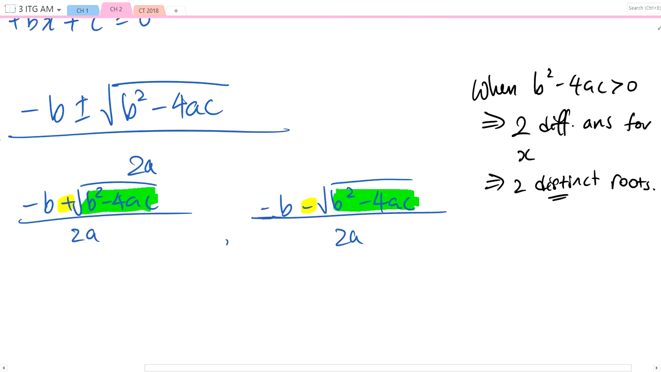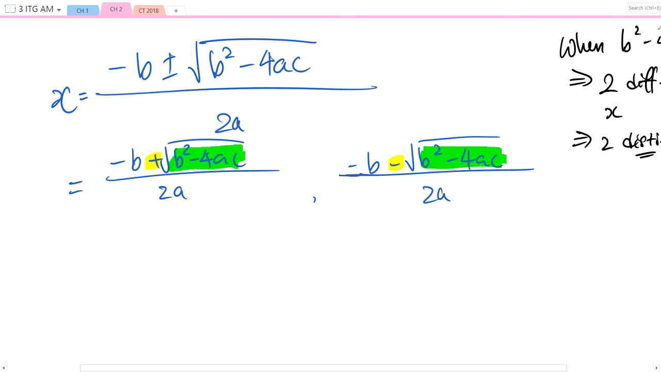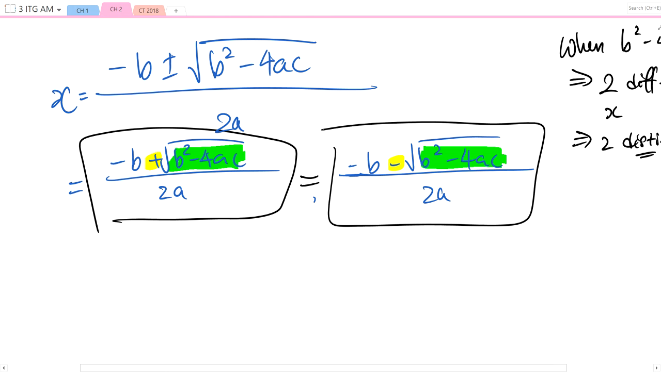Now, when is it that I have this value equals to this value? When does this happen? I heard the answer, but a partial answer only. When will these 2 be actually equal to each other? They are not different anymore. Tell me about the part in green. Think about it. The green part is 0. Okay, let's see what happens.